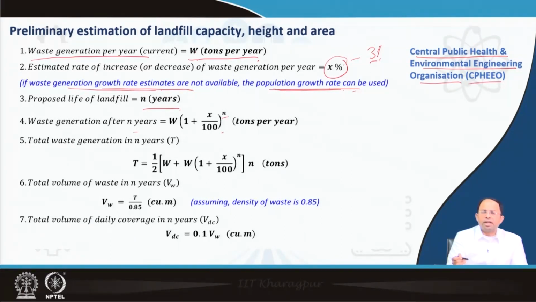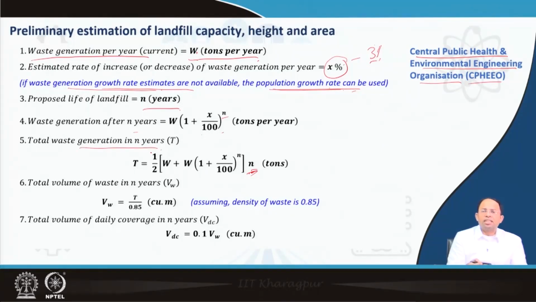The total waste generated over the life of the landfill is half of (W plus the final year's waste) multiplied by the number of years of site life. So we take the average waste generated per year over this site life and multiply it by the number of years of site life for this particular site. That gives us the total waste generation in n years.